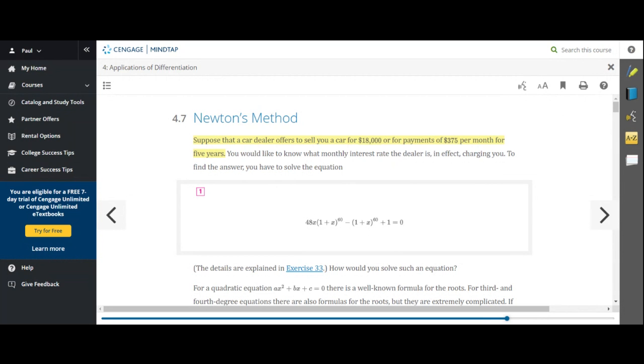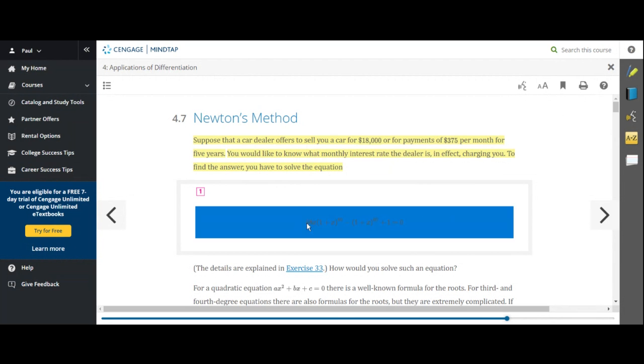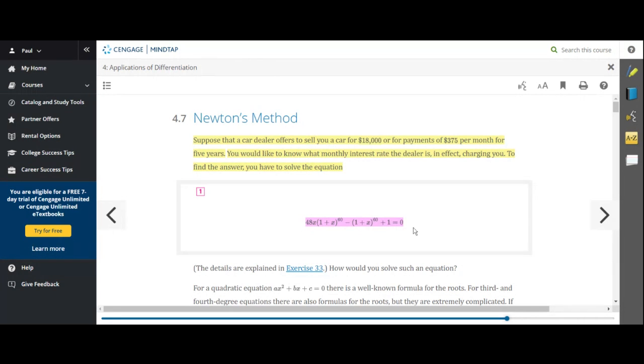This is not uncommon, people making car payments for their car. You would like to know what monthly interest rate the dealer is in effect charging you. And to do that, you have to solve this equation here: 48x times (1 plus x)^60 minus (1 plus x)^60 plus 1 equals 0. So does that look like an easy equation to solve?